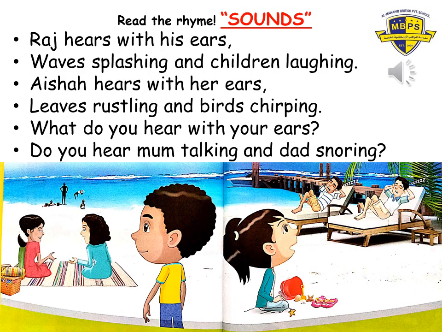Read the rhyme about sounds. Listen carefully. Raj hears with his ears, waves splashing and children laughing. Aisha hears with her ears, leaves rustling and birds chirping. What do you hear with your ears? Do you hear mom talking and dad snoring? Do you know what snoring means? Do you know snoring? When you go to sleep and you make this sound. That is snoring.